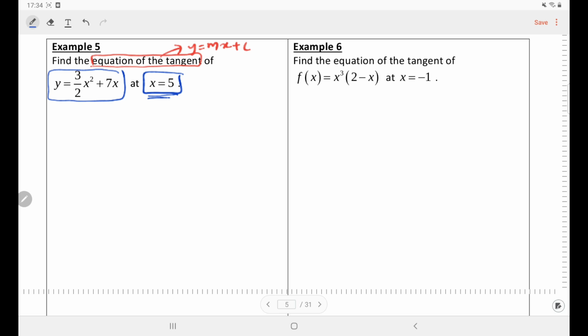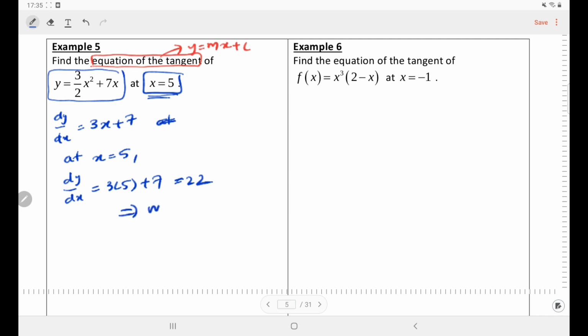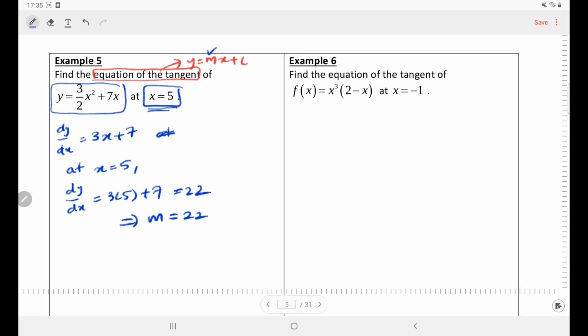Jadi, the first step is we need to find the gradient. Okay, dy dx is equal to 3x plus 7. Okay, and then kita akan gantikan dia. So, at tulis bawah lah, at x equal to 5, okay, given dy over dx is equal to 3 sub with 5 plus 7. So it's equal to 22. Alright, now this is our m lah. Jadi kita dah boleh buat conclusion. Gradient kita ialah 22. So settle dah satu. M dah settle. Now kita kena cari C.